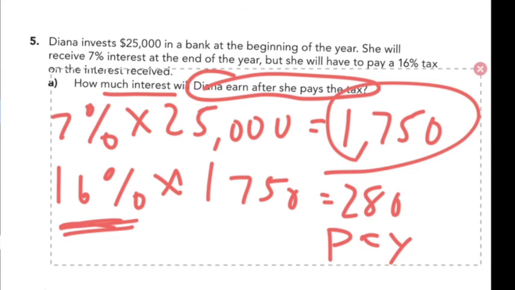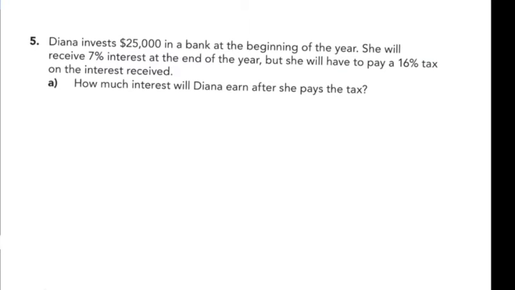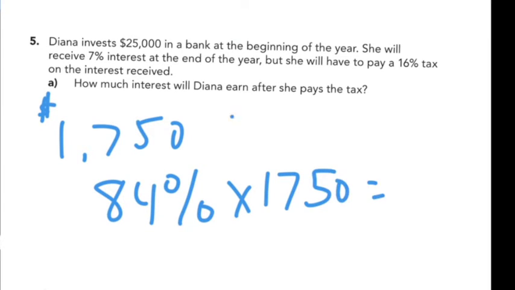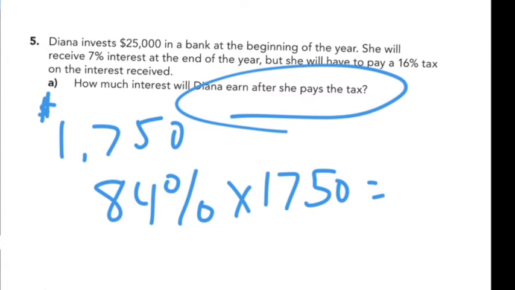So we know that she makes $1,750 of interest. That's how much she gets. She pays the tax of 16%. So if she pays 16%, the question is how much does she actually keep? Well, if she pays 16%, she keeps 84% because remember, percentages are based on 100. So I want to know how much she keeps. So it's 84% times 1750, and that will give you your answer right away of how much she will earn. It's just a little bit quicker and easier.